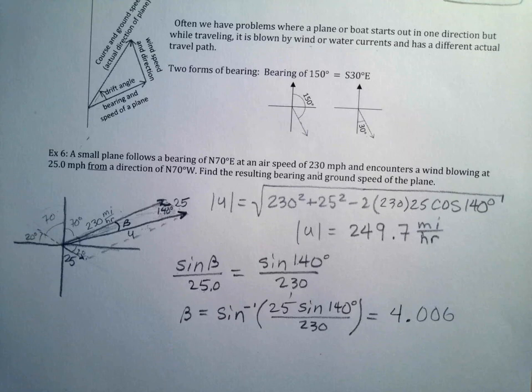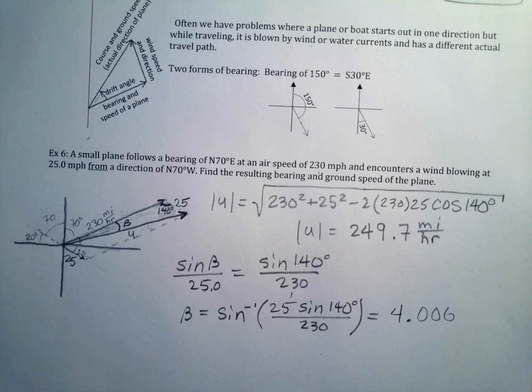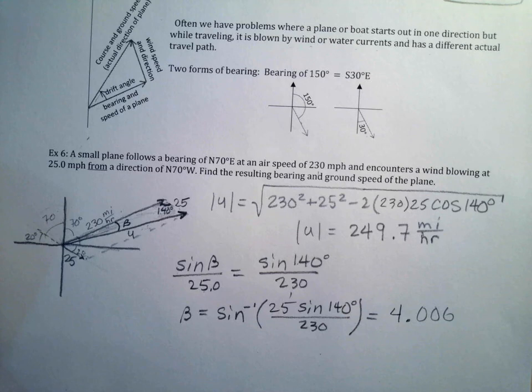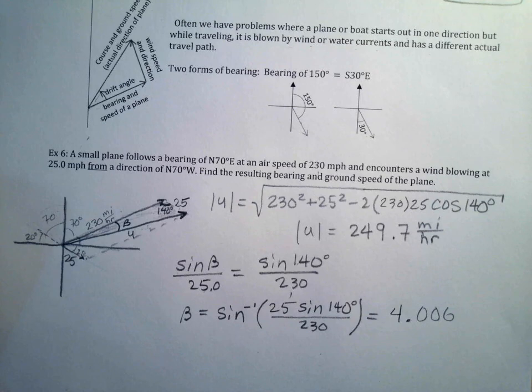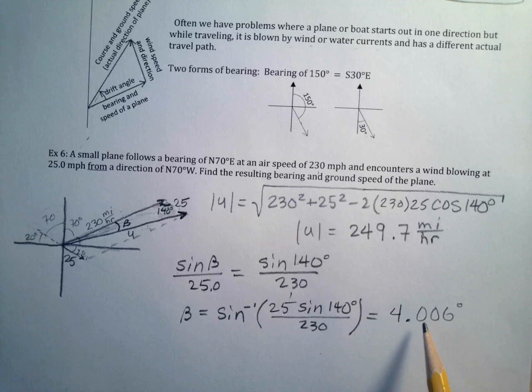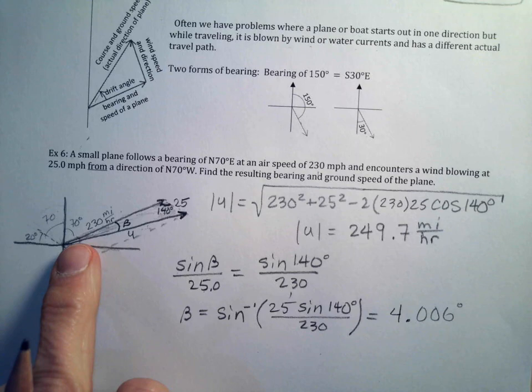25 times the sine of 140, then divide that answer by 230, and then take the, okay, no, that did not work. Let's try that again. I don't have my good calculator with me. I'm using some old rinky-dink thing here. Sine of 140, then divide that by 230, and now take the inverse sine of that. Yeah, I get 4. Okay, so I'm pretty confident that that's right. 40.006. Then we want to add that to the original bearing.